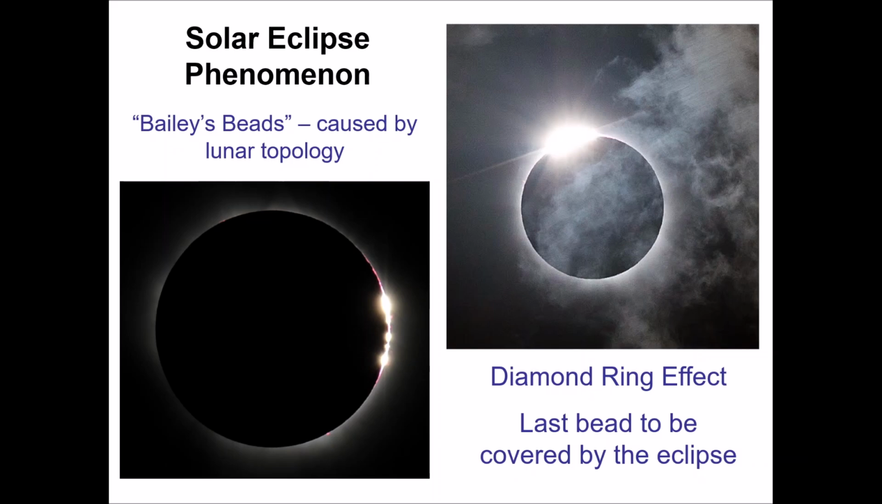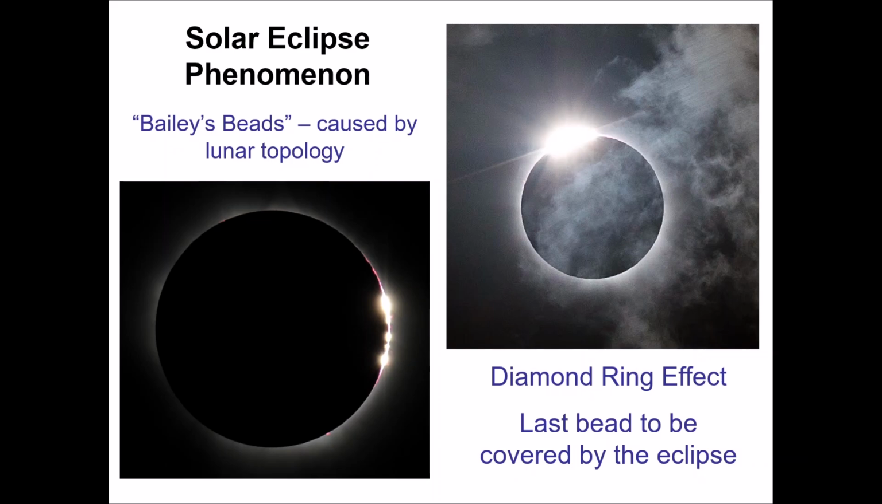So when the very last little bits of the sun start getting covered up, you actually will start to see these little beads, and the beads again are caused because there's different elevations of land, and so different parts of the sun are getting covered up, and that creates that bead effect.